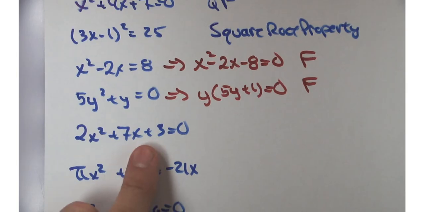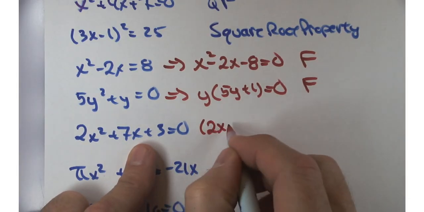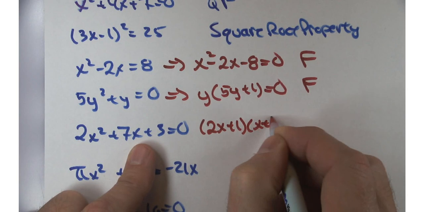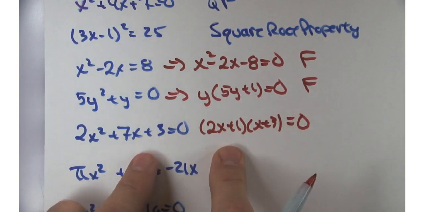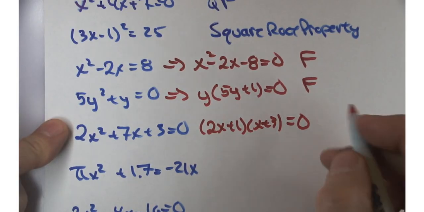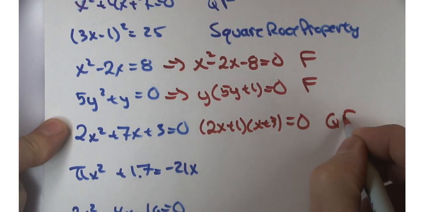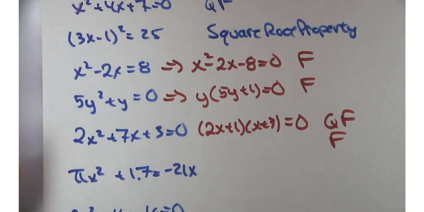What'd you get for this one? Factor. This one will factor. It factors as 2x plus 1 times x plus 3. Now, I'd be forgiving on this one because not everyone, including me, can always see this thing. So if you wanted to say quadratic formula, I'd accept that. If you said factoring, I'd accept that. So that one has kind of two answers here.